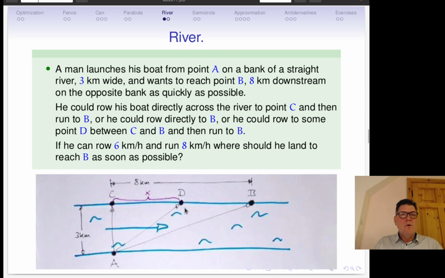He can row to any point D between C and B, and since this is a right-angled triangle, we can calculate the distance from A to D with Pythagoras as the square root of this length and that length. That length is 3 kilometers. And we call the distance between C and D x. That's the distance which varies. And that leaves him 8 kilometers minus x to run along the other bank here.